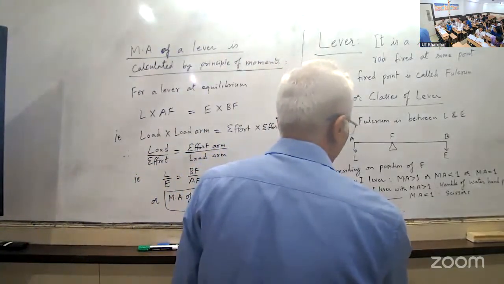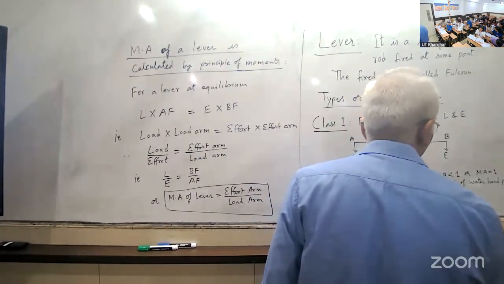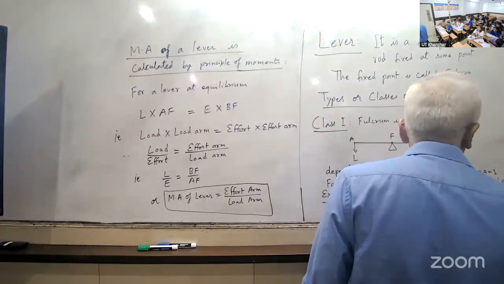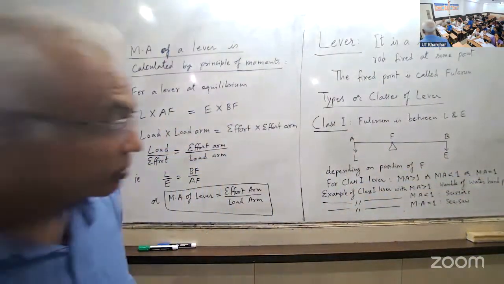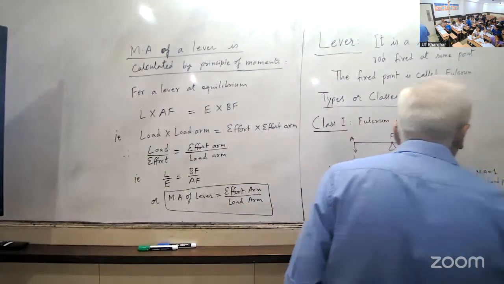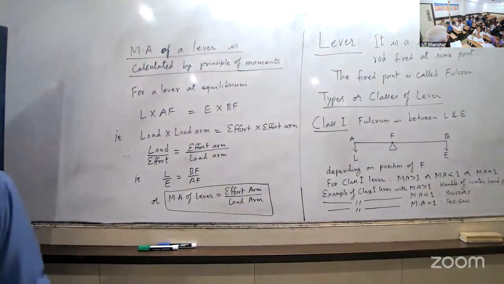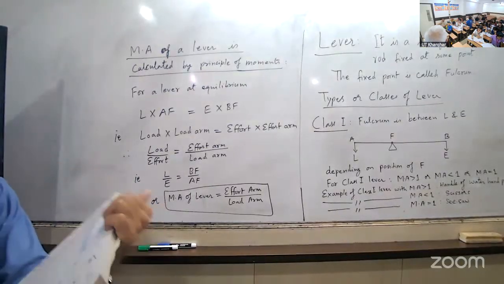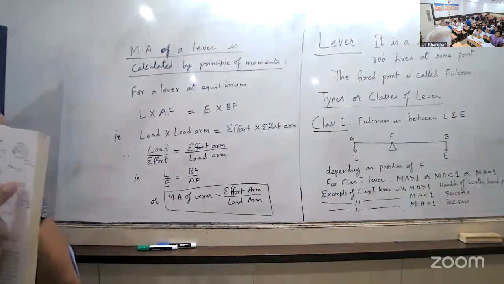So example of class 1 lever with MA equal to 1. So this is seesaw. Seesaw, okay? And what else is in it? Sometimes they will just give you the name of the device. Spoon used to open the lid. What kind of lever is it?